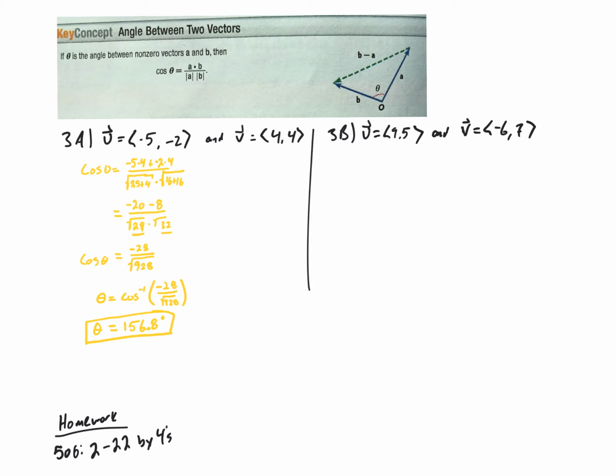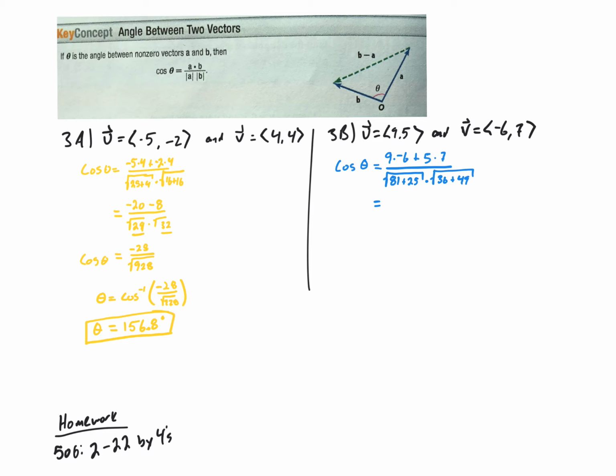We'll go ahead and do one more of those just for fun. So we're looking for the angle between these two vectors. I'm going to say cosine of that angle is going to equal 9 times the negative 6 plus 5 times 7 over the square root of 9 times 9, which is 81, plus 5 times 5, which is 25, multiplied by the square root of negative 6 times negative 6, which is 36, plus 7 times 7, which is 49.